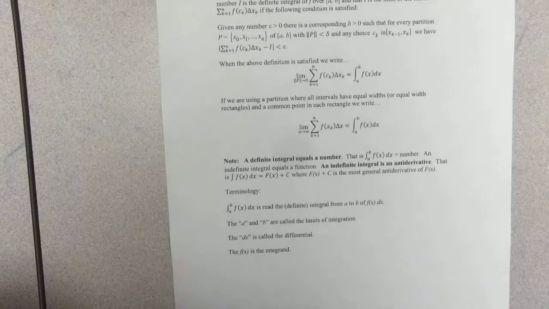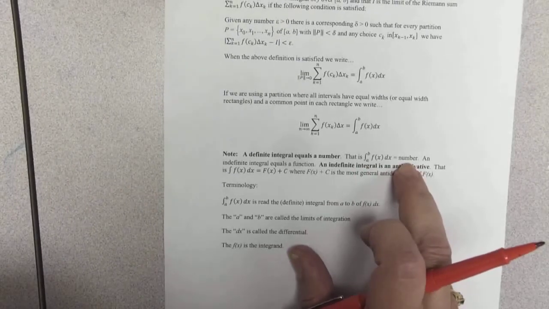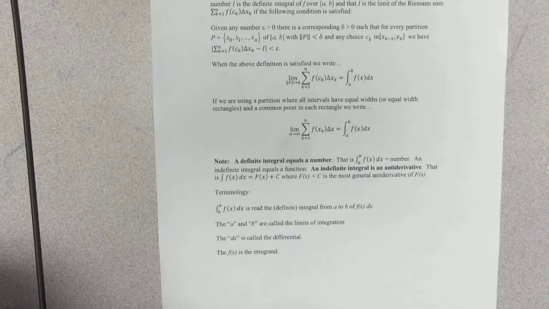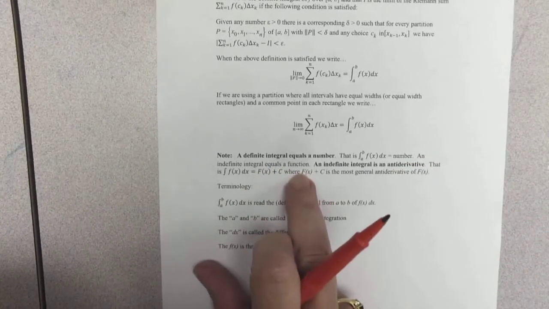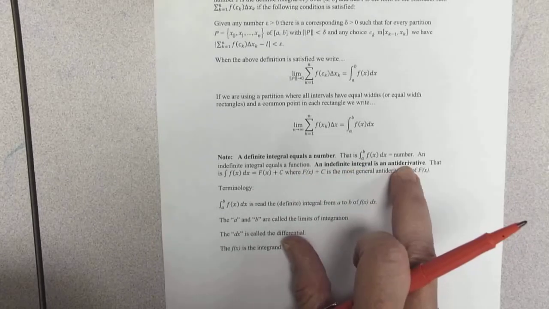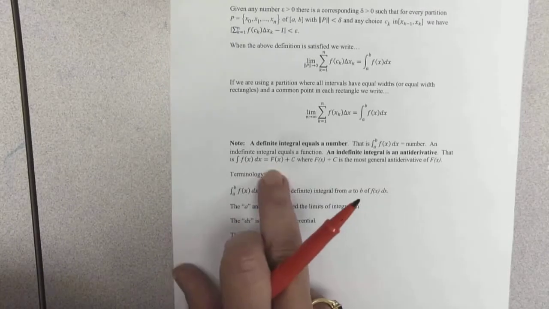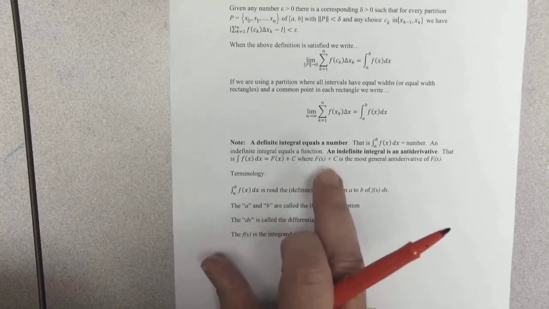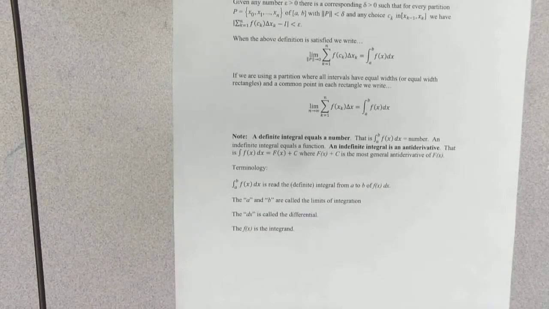Note, a definite integral equals a number. That is, the integral from a to b of f of x dx equals a number. We have already talked about indefinite integrals. An indefinite integral equals a function. An indefinite integral is an antiderivative. That is, the integral of little f of x dx equals capital F of x plus C, where capital F of x plus C is the most general antiderivative.